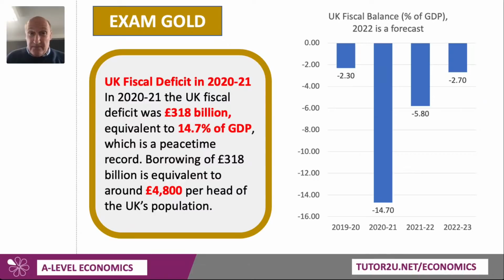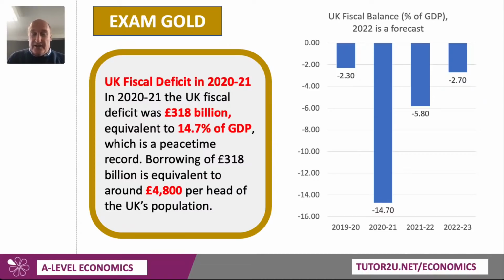It's a peacetime record. It's certainly the biggest budget deficit in my lifetime. And as many of you know, I was around in the Great Depression. That 318 billion is about £4,800 per person, to put it in context.